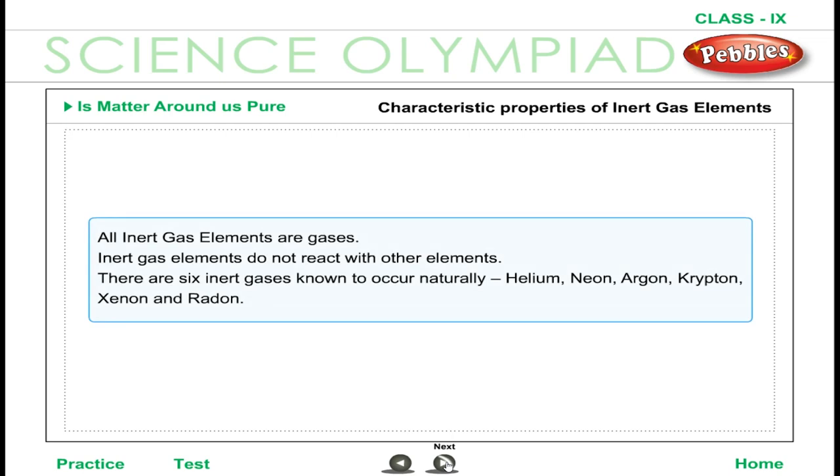Characteristic properties of inert gas elements. All inert gas elements are gases. Inert gas elements do not react with other elements. There are 6 inert gases known to occur naturally: helium, neon, argon, krypton, xenon, and radon.